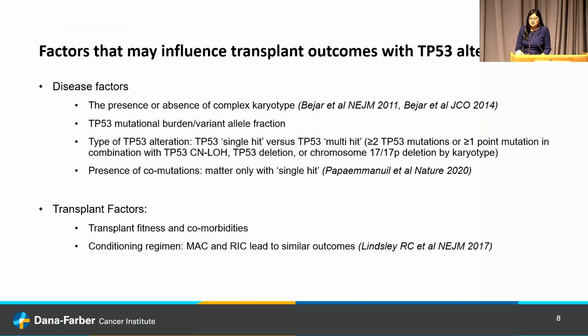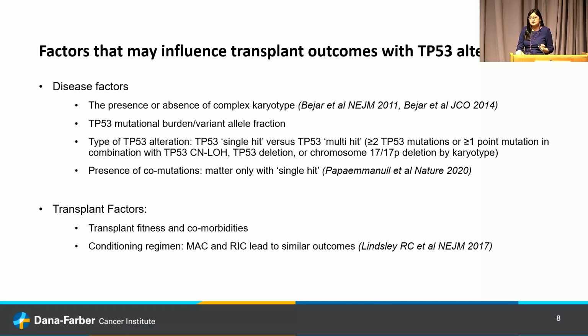So in the subsequent years, a number of groups have tried to further nuance this prognostication. Can we look at disease factors or transplant factors to pull out patients who might potentially do better? I've already alluded to complex karyotype, but groups have looked at mutational burden with the variant allele fraction, the type of P53 alteration, which here I define as single hit and multi-hit based on recent work, which I think clinically this definition is actually helpful to us. The monoallelic and biallelic definitions are really not something we have access to as clinical transplanters.